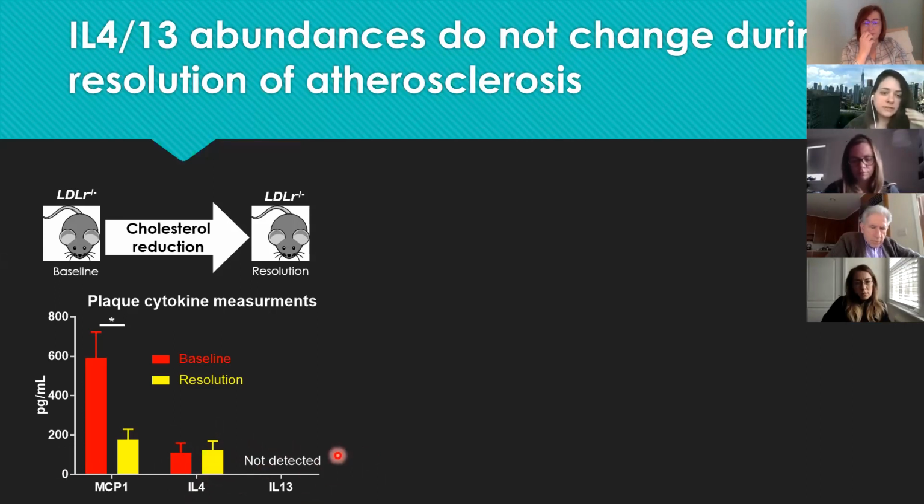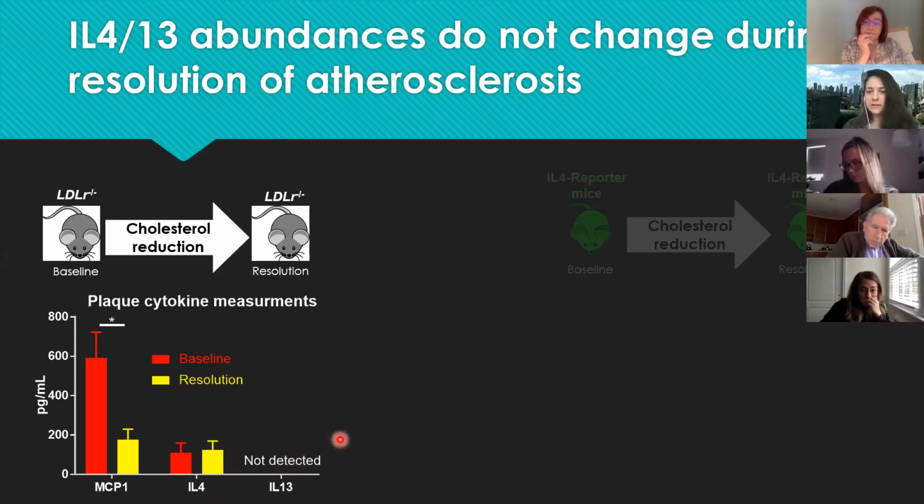So for this reason, we focused on IL-4 going forward, because we didn't detect any IL-13 in the plaques. And whenever we did in vitro experiments, we used this plaque-relevant concentration of IL-4 of 100 picograms per ml. Now, it's also possible that the total abundance of IL-4 is not changing in resolving plaques, but maybe there are more IL-4 producing cells that increase the local concentration of the cytokine.